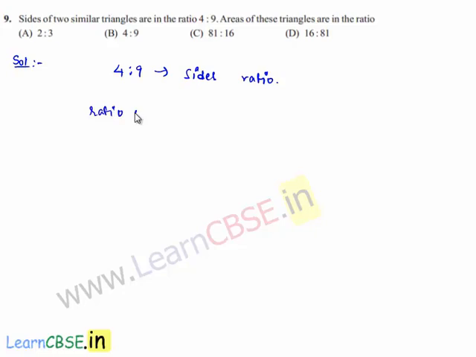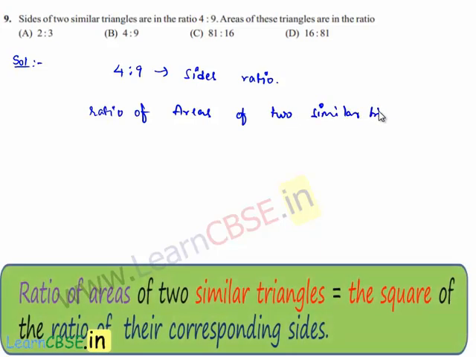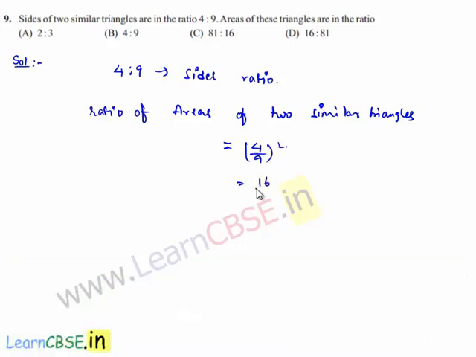We know that the ratio of areas of two similar triangles is nothing but the square of the ratio of sides, that is 4/9 whole square here, which is equal to 4 square is nothing but 16 by 9 square is nothing but 81. So the overall ratio will be 16:81. That is our solution, and here it is option D.